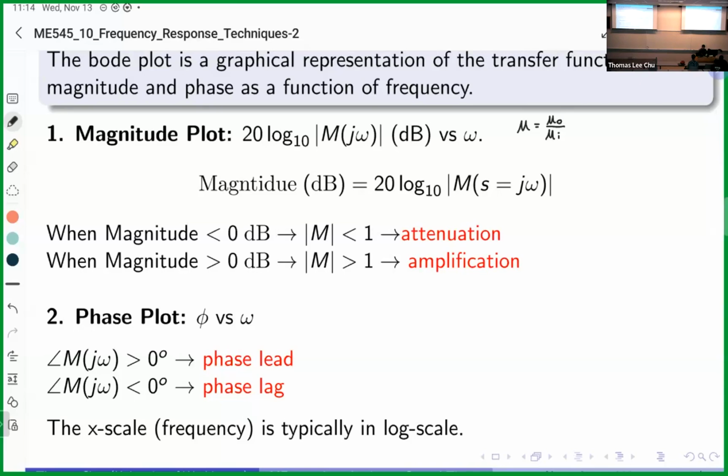So then the x scale, because we're plotting this against frequency, is in frequency, and it's typically done in log scale as well.